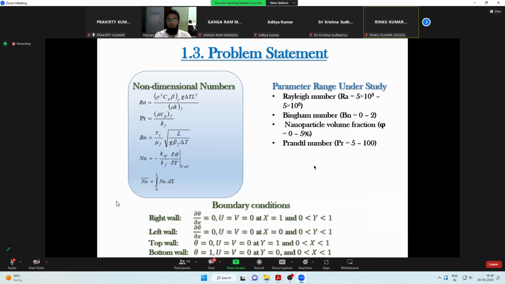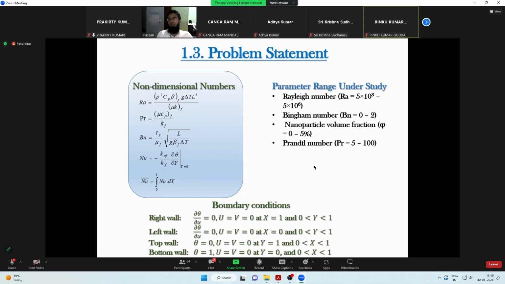Now, the non-dimensional parameters, as I told you: the Rayleigh number. The Rayleigh number is defined as Grashof into Prandtl number, which has been varied from 5 into 10 to the power 3 to 5 into 10 to the power 6 in our case.